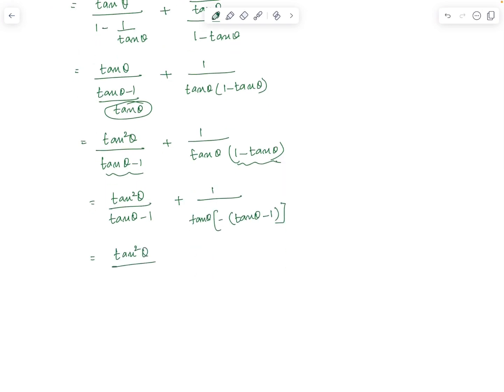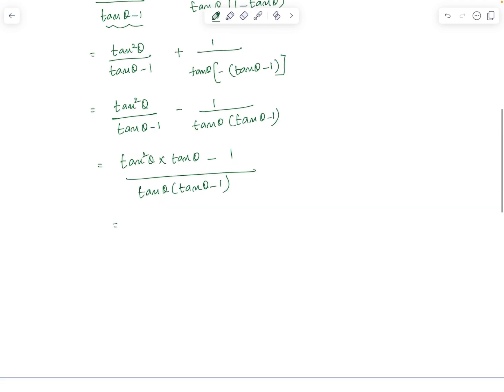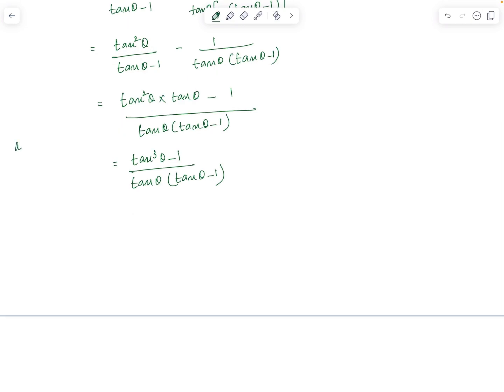So it is tan square theta upon tan theta minus 1 minus 1 upon tan theta times tan theta minus 1. Taking the LCM, the numerator is tan cube theta minus 1 upon tan theta times tan theta minus 1. So the numerator resembles this identity a cube minus b cube. According to that, it becomes tan theta minus 1 times tan square theta plus 1 plus tan theta upon tan theta into tan theta minus 1.